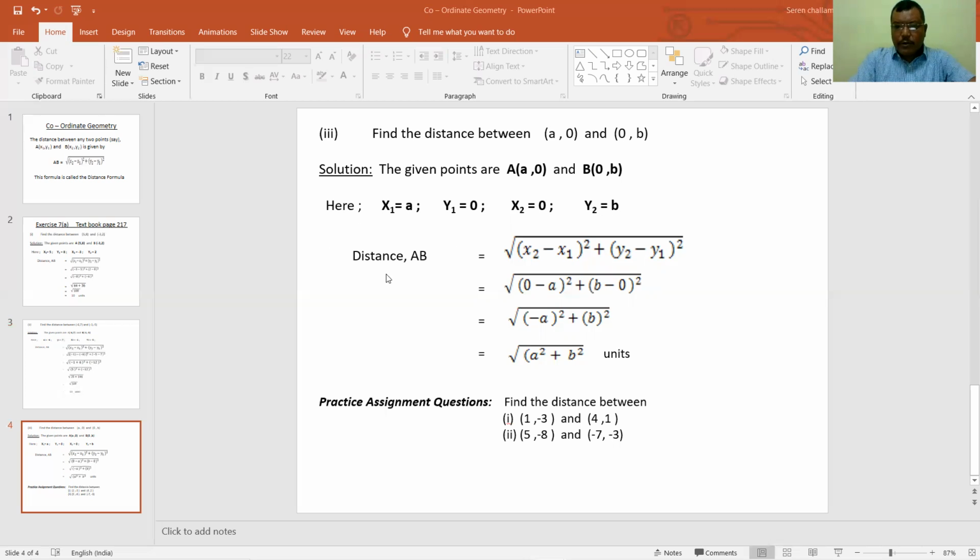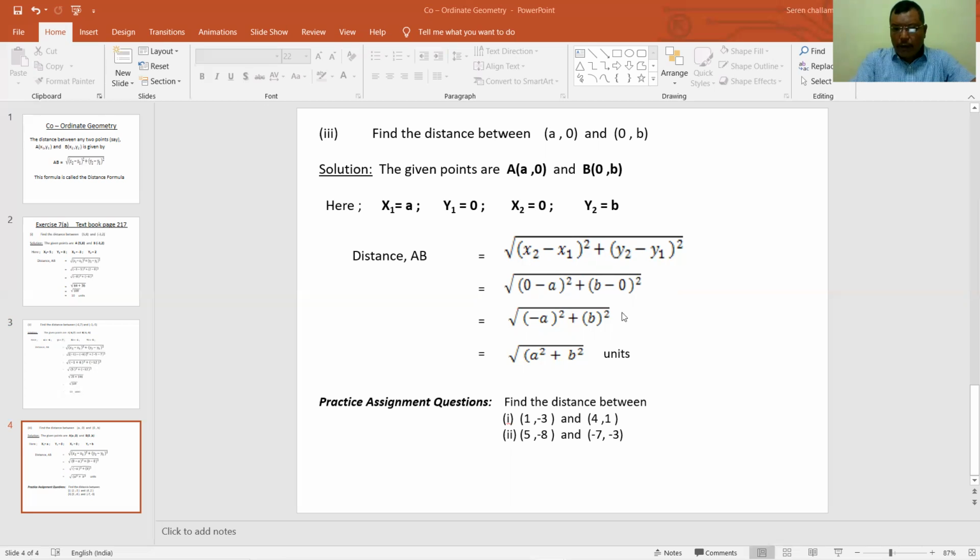So therefore, the distance between A, B will be, by distance formula, square root of (x2 minus x1) whole square plus (y2 minus y1) whole square. The next step we write is equal to square root of. Since the value of x2 is 0, so we write here 0 minus, and x1 is A, so therefore we write A whole thing square plus. Since y2 is B, so we write here B minus. Since y1 is 0, so we write here 0 whole thing square.